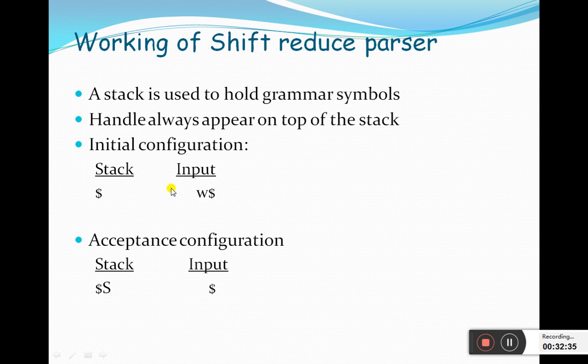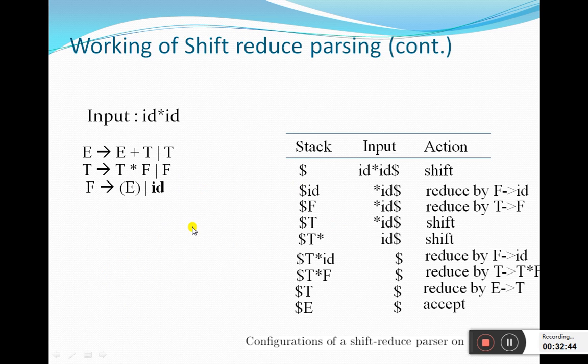This is about the configuration of the shift reduce parser. What is the initial configuration? What is the final configuration, also called the acceptance configuration? Now let's take a simple example to understand how shift reduce parsing works. Again, I'm going to take the same input string, id star id, a valid string like a star b. Remember, a star is not valid because one operand is missing. So id star id is a valid arithmetic expression.